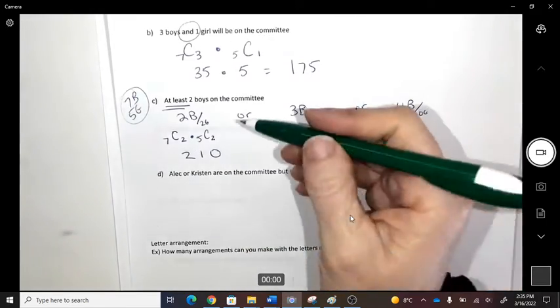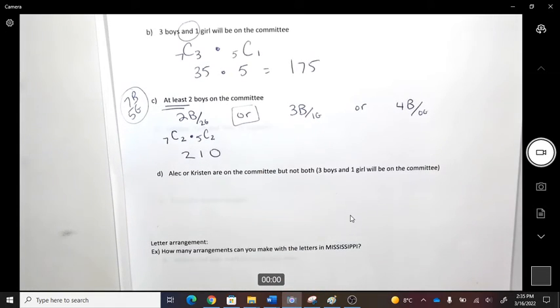Okay, what do you think the word or means to do? So in an operation, what would I do? The last time it said to do an and I multiplied. So if something or something else happens, what do you think?